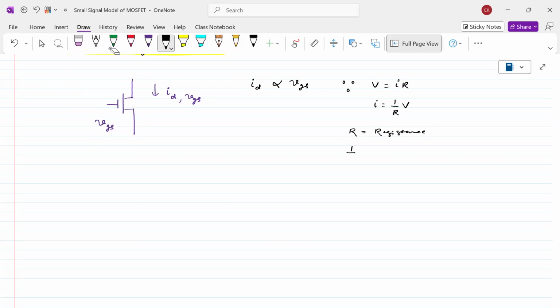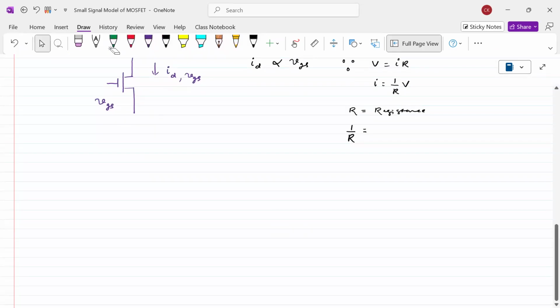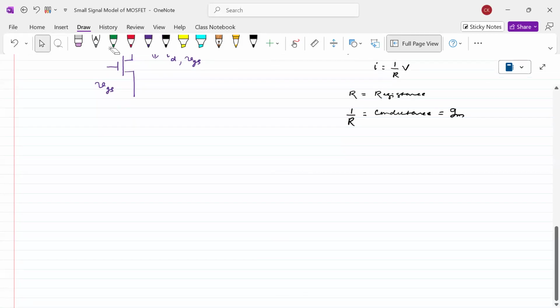What is 1 by R? It's a conductance. 1 by R is nothing but a conductance. So 1 by R is also called conductance, that is also called as GM. So exclusively this GM is called transconductance. Why is it a transconductance?